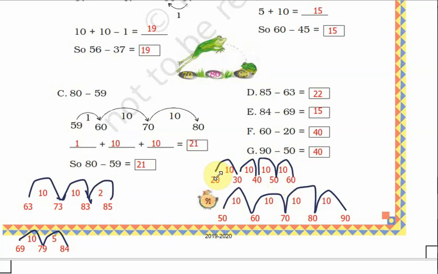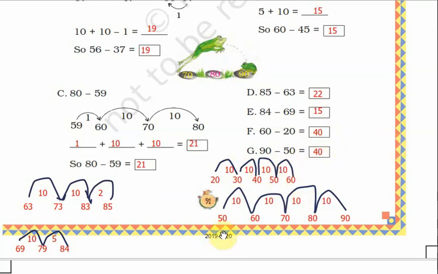So how many jumps have we made? We have made 4 jumps of 10. So otherwise, 10 plus 10 plus 10 plus 10. How much will we get? We will get the answer 40 here. 10 plus 10 is 20, 20 plus 10 is 30, 30 plus 10 is 40.